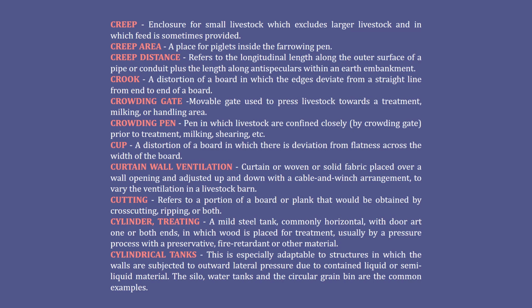Crook: a distortion of a board in which the edges deviate from a straight line from end to end of a board. Crowding gate: movable gate used to press livestock towards a treatment, milking, or handling area. Crowding pen: pen in which livestock are confined closely by crowding gate prior to treatment, milking, shearing, etc. Cup: a distortion of a board in which there is deviation from flatness across the width of the board.